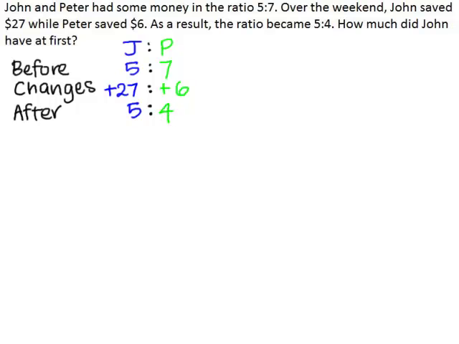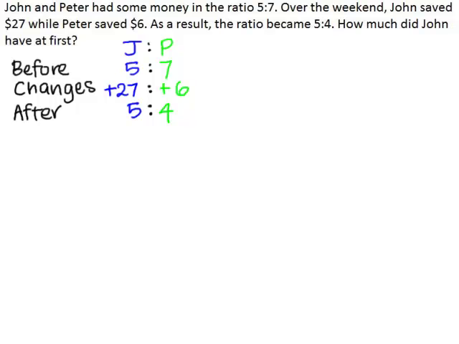This is a ratio question where all the elements change. The amount of money that John has changes, the amount of money that Peter has changes, the total amount of money that they have changes, and the difference between John and Peter changes.